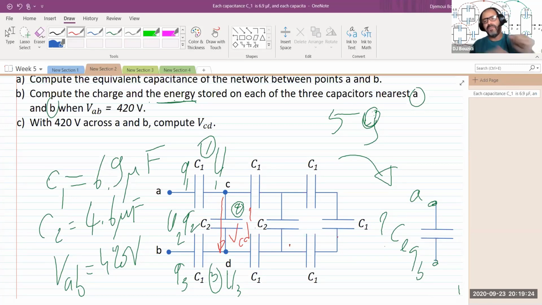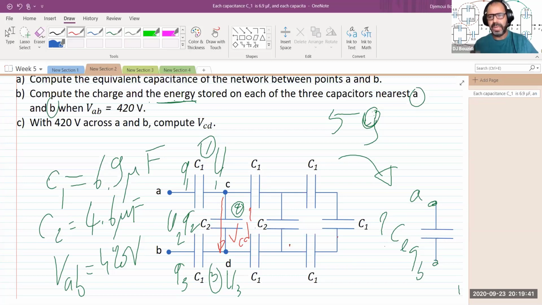Let's do first things first. Let's find the answer to the first question, because it's actually key. Without doing the first question, we will not be able to answer any of the rest of the questions. Sometimes they don't tell you specifically to find the C equivalent. Even if they don't, without that step, you're not going to proceed.